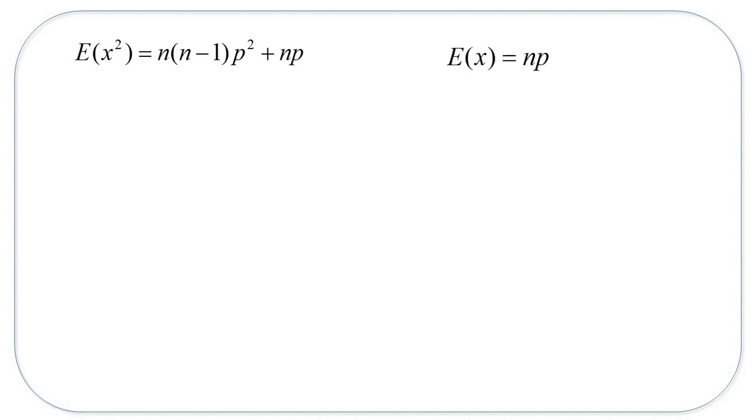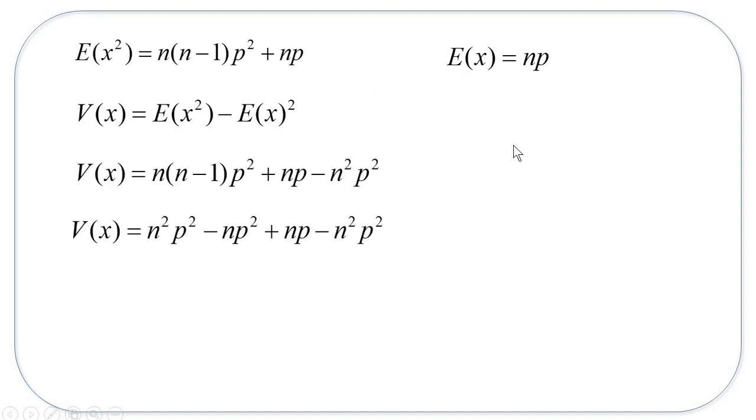Now we have to find the variance. Substitute expectation of x square and expectation of x in this formula. Simplify that further. You will get np into 1 minus p. You know 1 minus p is nothing but q. So this is our variance.